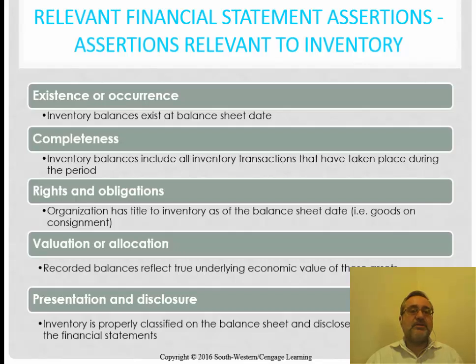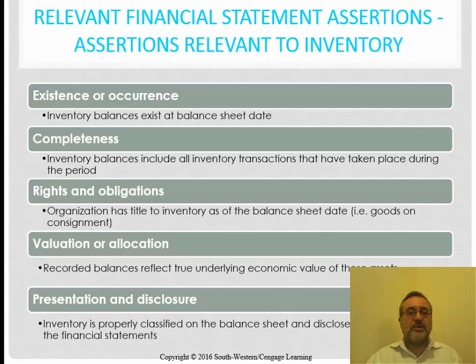So the first is existence. When we're talking about inventory, we're clearly talking about existence, not occurrence, but existence is the inventory balance as of the balance sheet date. This is going to be validated based upon an inventory count. The next piece is completeness. We want to make sure that the inventory balance represents all transactions that have taken place during the period.